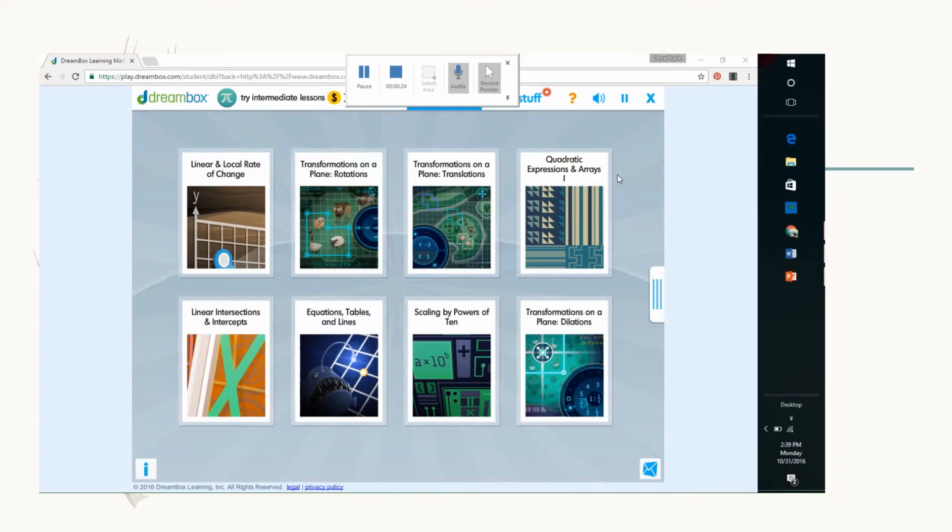So an interesting thing about Dreambox is once a student completes a skill in here, it will block it until the student has completed other skills. So this eliminates the student staying in one skill and avoiding other places that might be more of a challenge. So let's do a demo of a lesson in equations, tables, and lines.